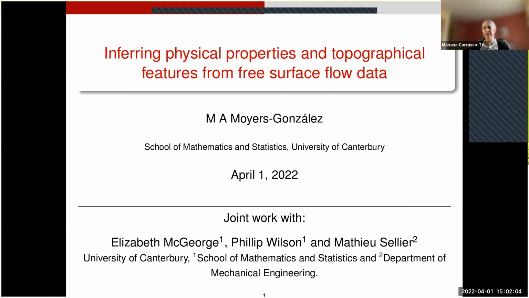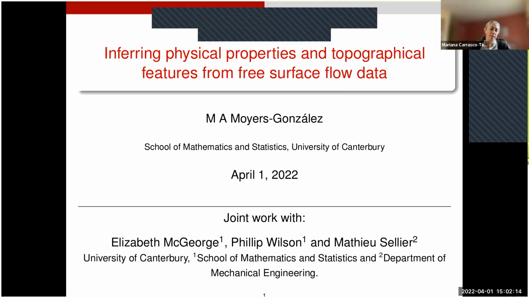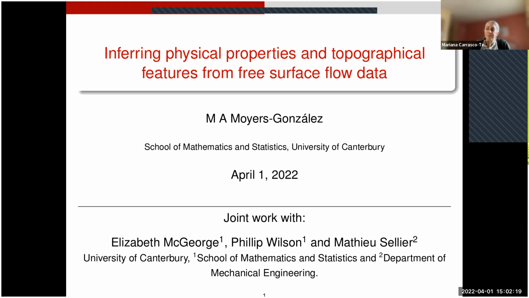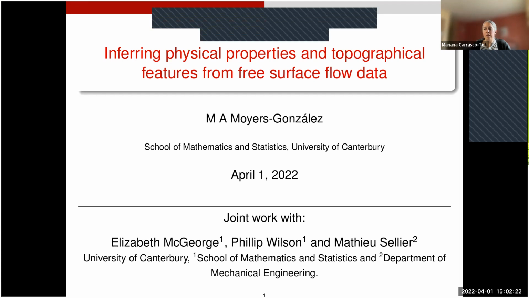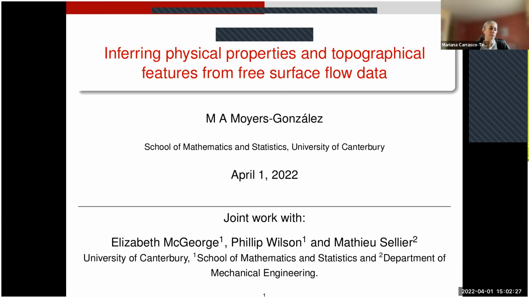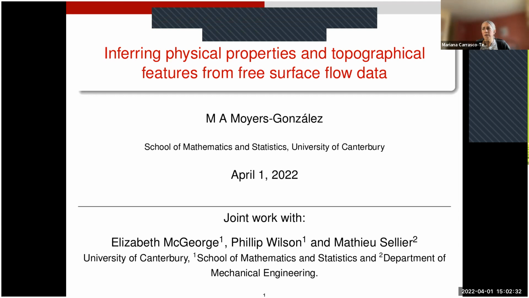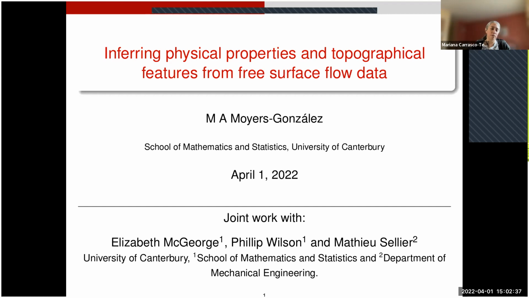Miguel completed his Bachelor of Science at the Instituto Tecnológico Autónomo de México in Mexico City, and then his Master's and PhD in the Department of Mathematics at the University of British Columbia. Then he was a postdoctoral fellow at the University of Montreal, I think doing applications of blood flow. And then he was a lecturer at the University of Durham, and finally he moved to New Zealand. So he's been everywhere.